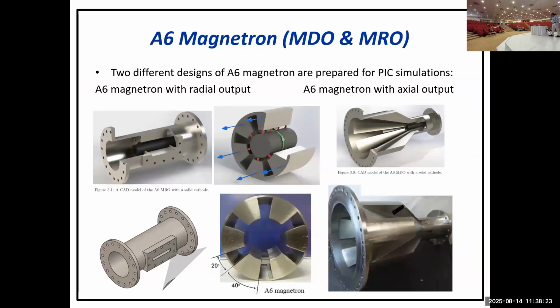Now, the two main magnetrons that we have at UNM, of course we talked yesterday about explosive electron emission. They are very high voltage, high current devices. Those are called A6 magnetrons because they have 6 cavities. And if you see here, we call them MRO, magnetron with radial output.